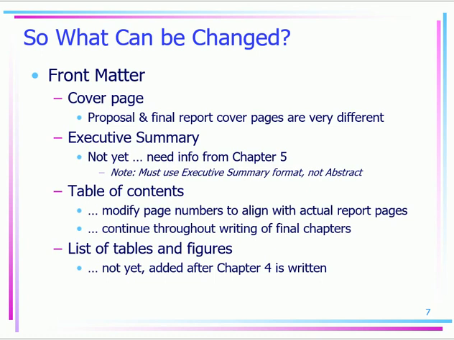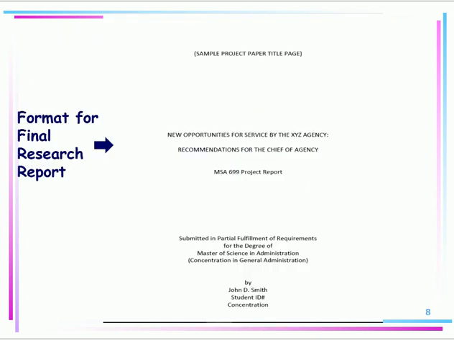The front matter, cover page. There's a whole different format. I'll show you in a second. You add the executive summary at the end after you've written Chapter 5, because really your executive summary kind of comes from Chapter 5. You modify your table of contents to be complete. You modify your tables and figures if you've written your Chapter 4. So that's what you have to do.